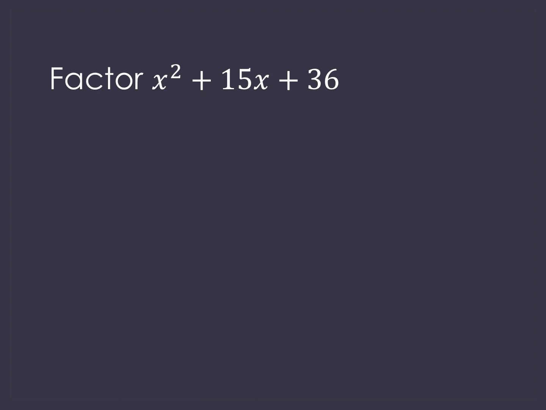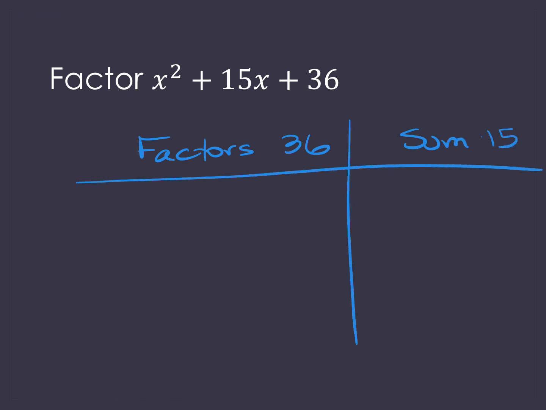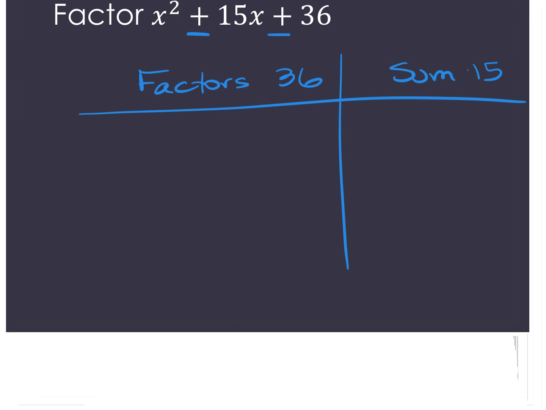Okay, so here's my first example here, and it wants us to factor this. So again, I'm looking for the factors of 36 that will sum to 15. And again, if you're really good and you can recognize it right away, then you don't have to go through this tedious list. Now, again, both of these are positive. So that tells me once I find the factors, my signs are going to be both positive.